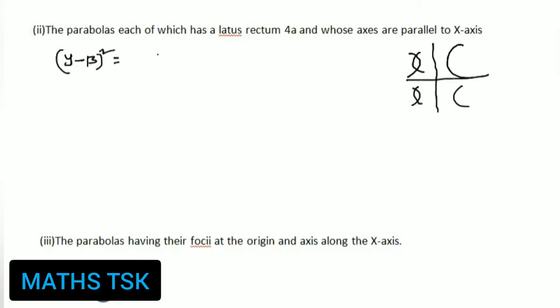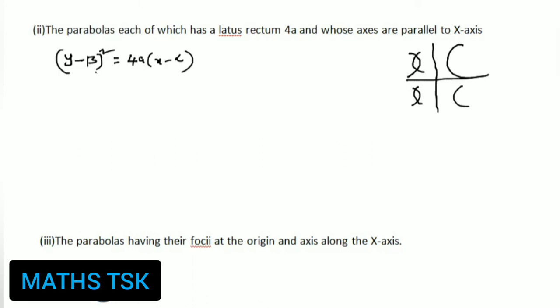Equation of the parabola with the latus rectum 4a and whose axis is parallel to x-axis. We know that any parabola whose axis is parallel to x-axis can be anywhere in this plane, parallel to the x-axis. So the parabola will be of the form (y minus beta) whole square is equal to plus or minus 4a into (x minus alpha). I take only plus 4a. This is the equation, right?